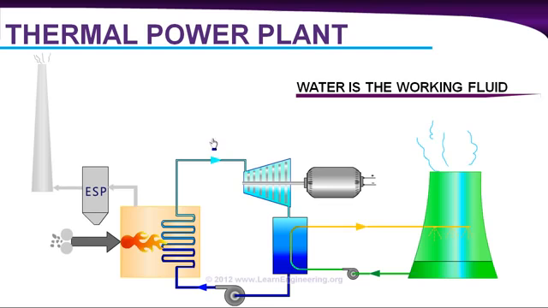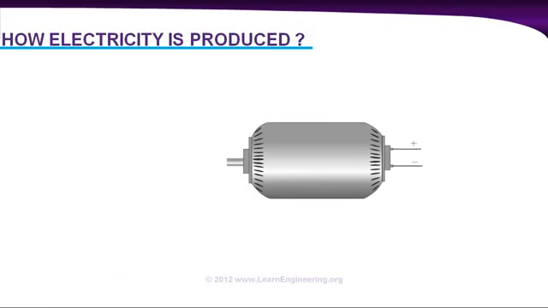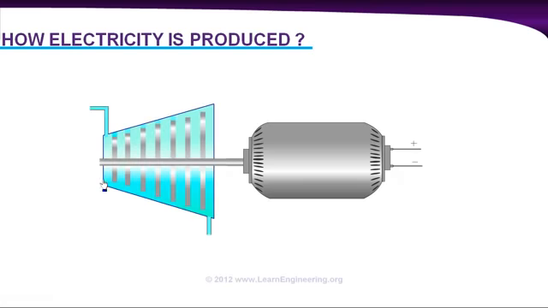So the basic question: how is electricity produced? And here is the answer: using a generator. If we can rotate the shaft of the generator, we can produce electricity. In thermal power plants, we will rotate this shaft with the help of a steam turbine, like this. You can connect a steam turbine to the generator shaft, and if you can rotate the blades of this turbine, you will get electricity.